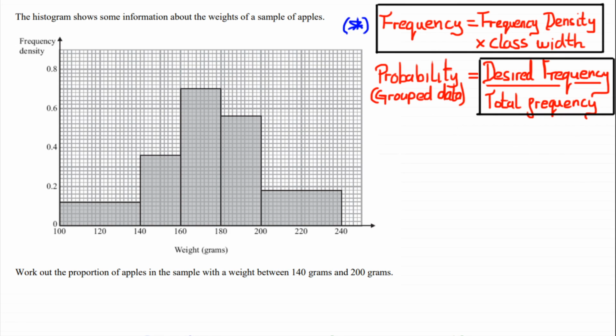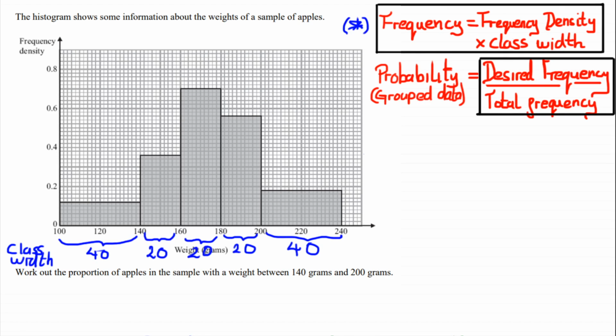But in order to do that, looking at what we have here, we can't get the frequency. So let's use this formula here to calculate the frequency, as we've been given the frequency densities of each class. In case some of you don't know, the class width is simply the distance between the lower and upper limit of a class. So let's first of all highlight the different class widths.